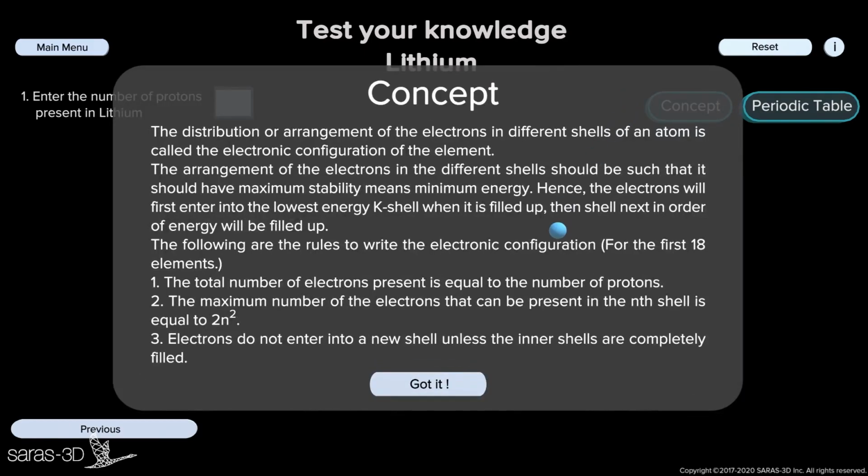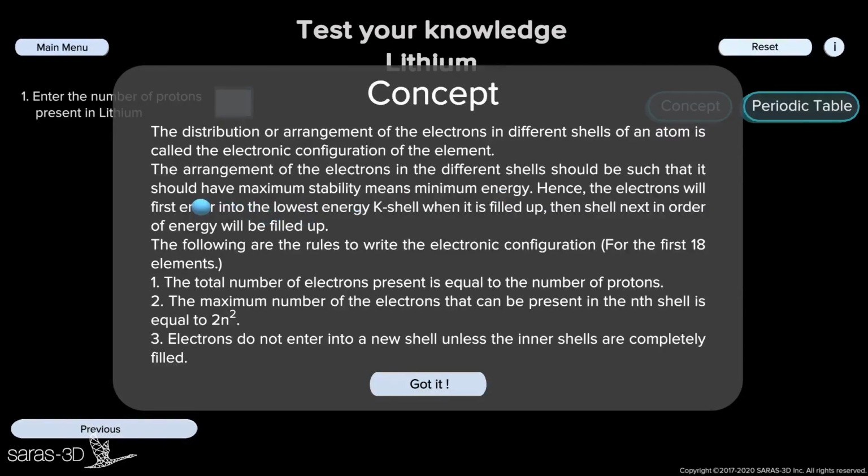So coming back to what we were talking about, why is it necessary to study electronic configuration? Because it forms the basis of the periodic table. Electronic configuration helps us understand the arrangement of elements. It also explains the formation of chemical bonds between atoms. Now, the arrangement of the electrons in the different shells should be such that it has maximum stability. And what does that mean? It should have minimum energy. Every atom wants to attain stability, and when an atom is at its most stable, it has minimum energy.